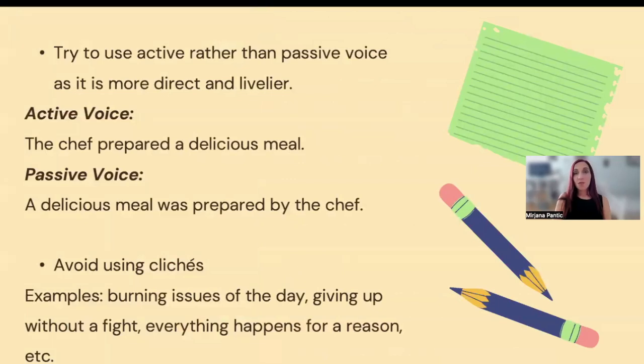Try to use active rather than passive voice, as it is more direct and livelier. Active voice, one such example is "The chef prepared a delicious meal." And then let's see how it looks when we use passive voice to say the same thing: "A delicious meal was prepared by the chef." You see the difference: just saying "the chef prepared a delicious meal" sounds livelier and better than "a delicious meal was prepared by the chef."